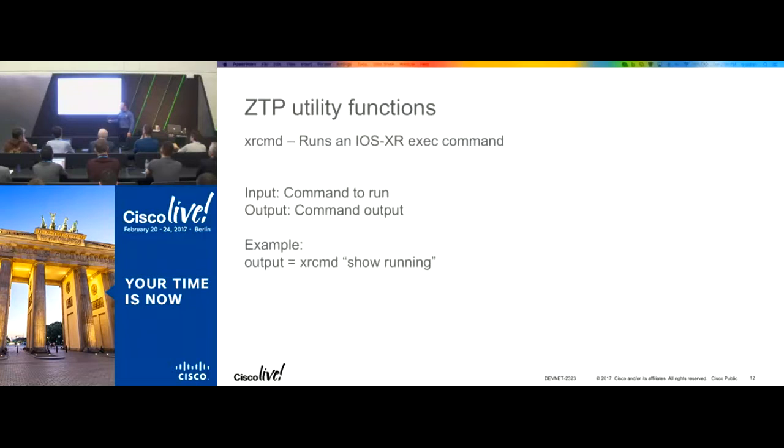So inside the ZTP helper, we have different utility functions. The first one we have is XR command. It simply runs an iOS XR command. Sure, you guys know that. So command to run and the command output, it's fairly simple. You could do show running, capture it into something, and then parse it and use it as normally.